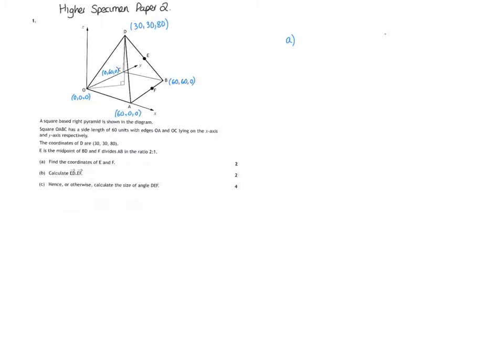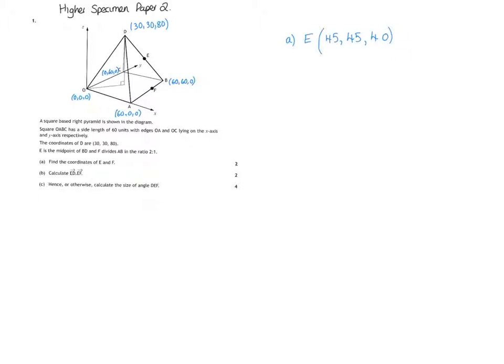So we need to find E and F. E is the midpoint of B and D. So that means each of the coordinates are going to be halfway in between. So for E, if we look at our x coordinates, we've got 30 and we've got 60, so halfway in between is going to be 45. If we look at the y coordinates, halfway between the 60 and the 30, so that's going to be 45 again. And then halfway between the 0 and the 80 is going to be 40.